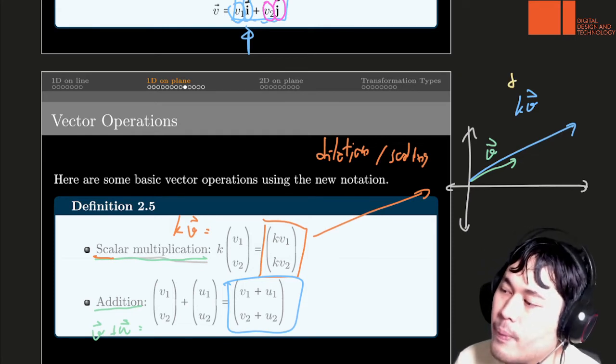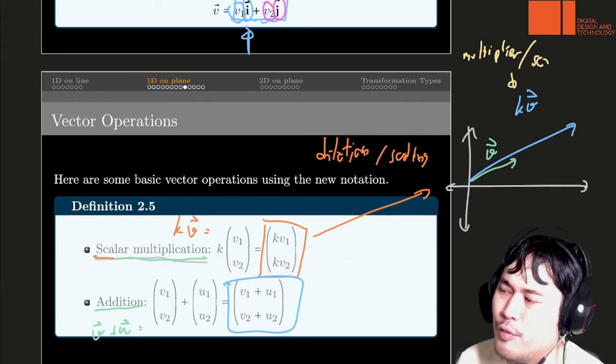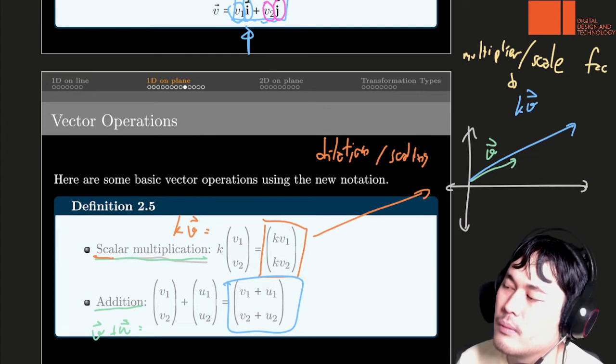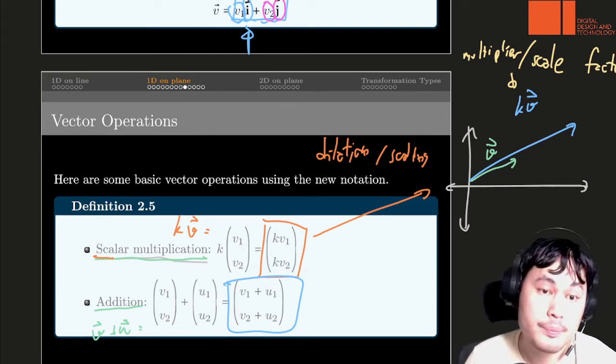Where is k? It's a multiplier. Oh, I think it's called a scale factor. It tells you how much the vector gets scaled.